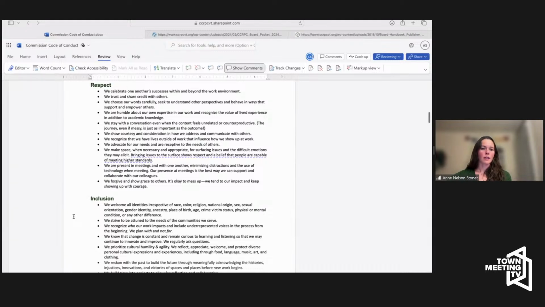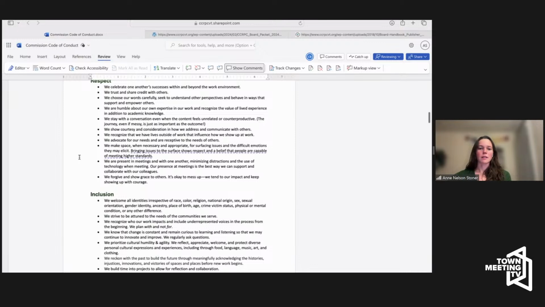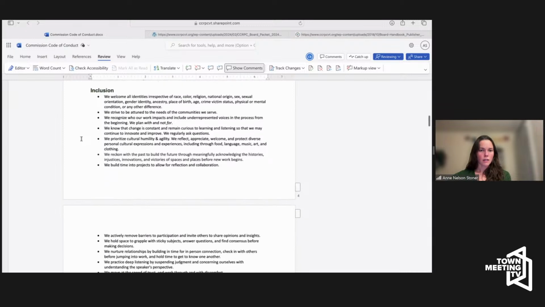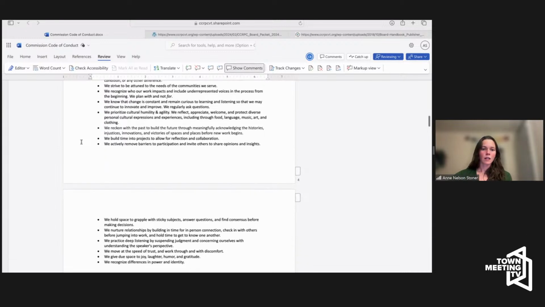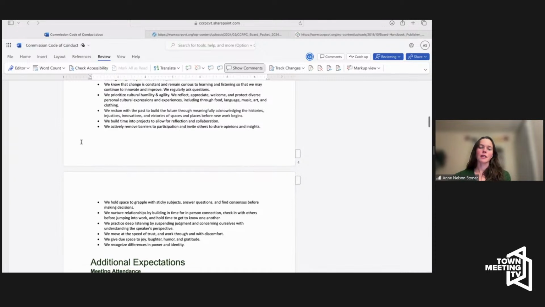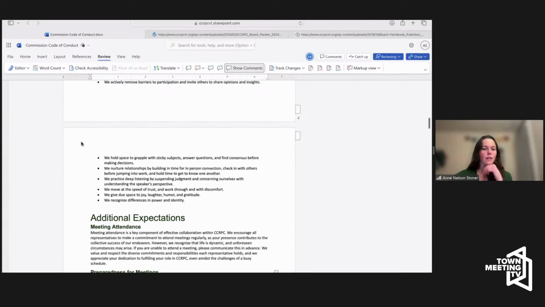Respect. We choose our words carefully. We trust and share credit with one another. We celebrate the successes of others, not just within the workplace, but also beyond. We recognize that we have lives outside of the work that we do. Inclusion. We welcome everyone in the work that we do. We strive to be attuned to the needs of the communities we serve. We build time into projects to allow for collaboration and reflection. We remove barriers to participation, so on and so forth.